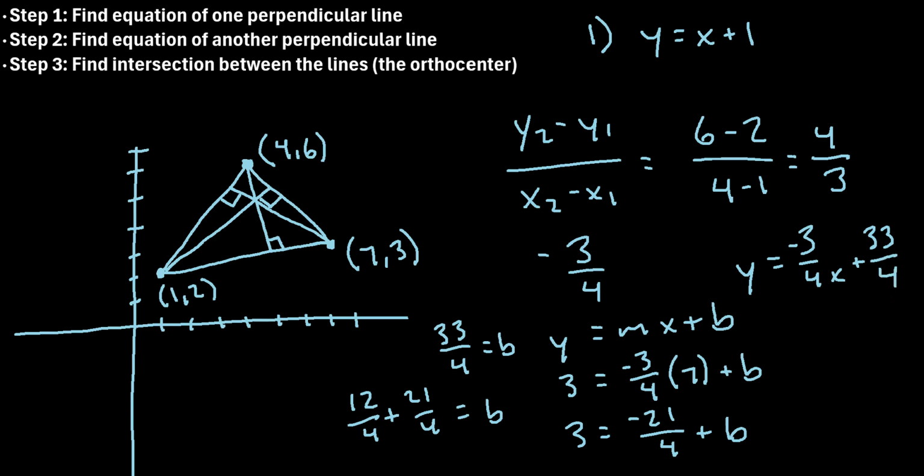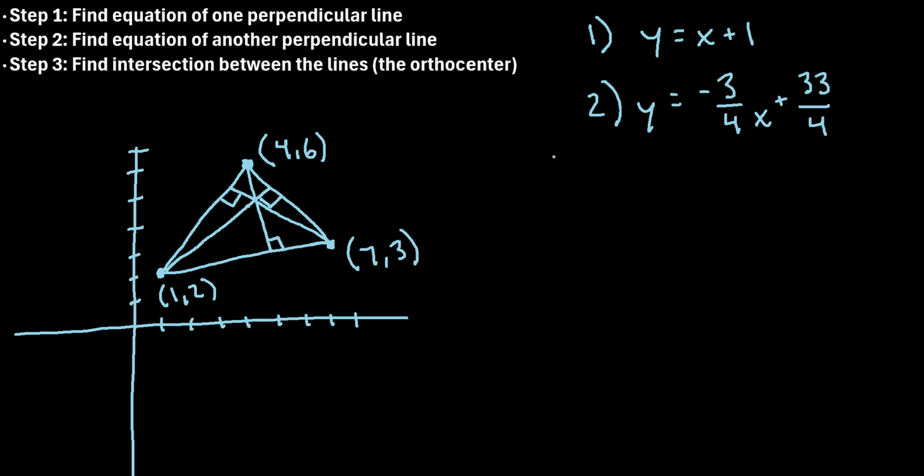So I'll make a little room here again. All right, so we found the equation of two perpendicular lines. Now the last step is we need to find the intersection between these lines, because that will be the orthocenter. So to do that, we simply set these two equations equal to each other, and then we solve for x. And once we do that, we'll be able to figure out what y is. So we can say x plus 1, so this first equation right here, is equal to this second equation, negative 3/4 x plus 33 over 4. So we need to solve for x.